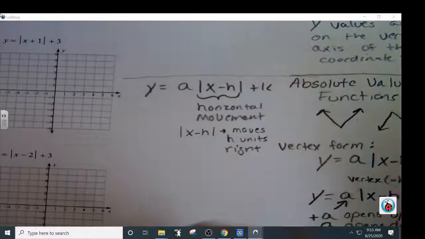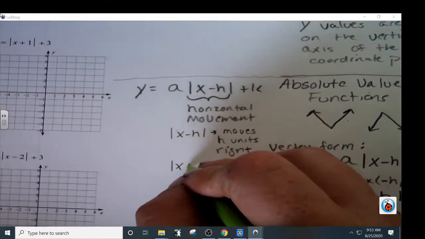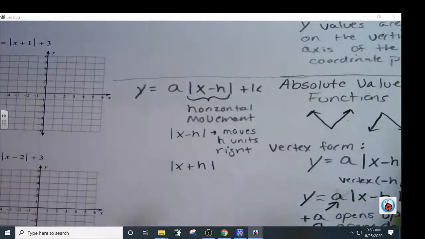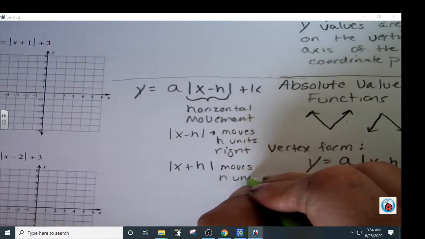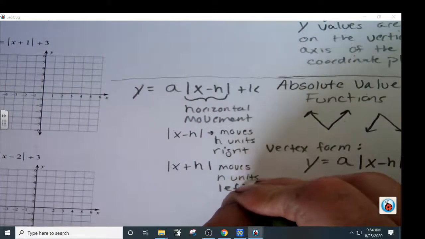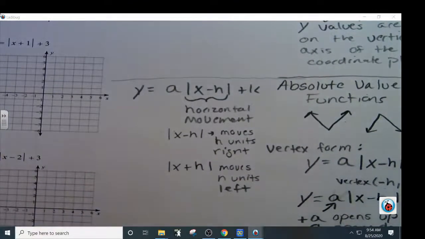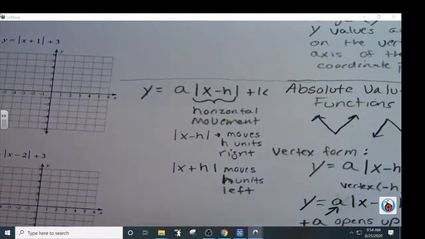Now, guys, if x minus h moves it to the right, what do you think x plus h is going to do? Okay, well, this is horizontal movement. If you don't move right, you're moving what? Left, right? It's got to be moving left. So if it's x plus h, it tells you it's h units to the left. Whatever that number is, that's how many you move to the left.